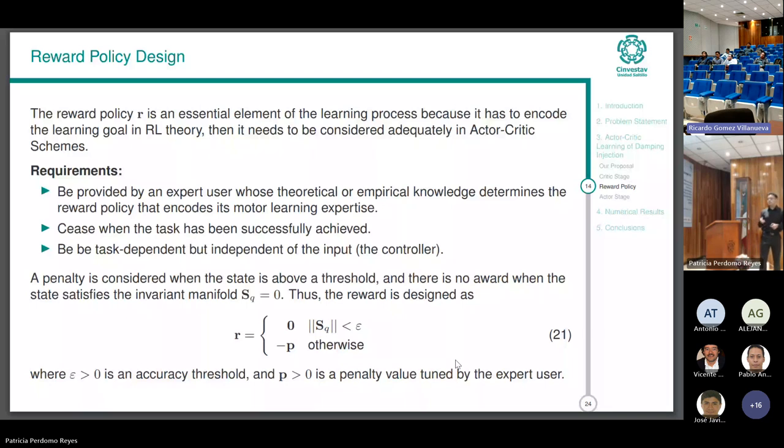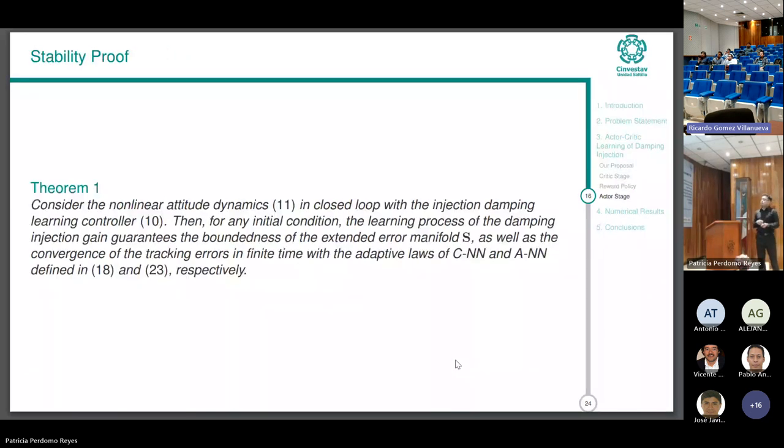The learning monitor is the most important part of our scheme, because with this variable we can encode the experience of the engineer where the control loop is tuned. For that reason, we propose this one, where if you check, the reinforcement signal is provided by the critic, as we can see in this expression, and consider the sliding variable as we need, right?